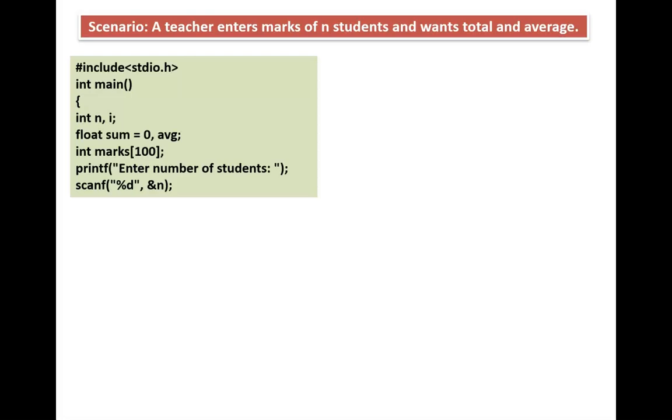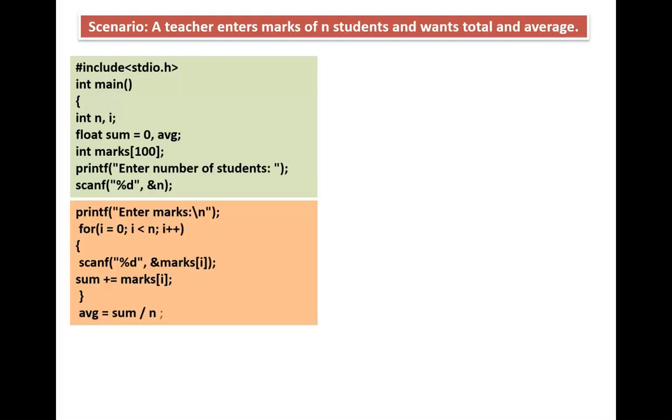I start with my preprocessor directive #include <stdio.h>. There is a main function, and inside the main function all of my variables are declared. n and i are of type integer, sum and average are of type float. There is an array called marks of type integer. The size of the array is 100. There is a printf that reads "enter number of students". Then scanf("%d", &n), so I am reading the number of students as n.